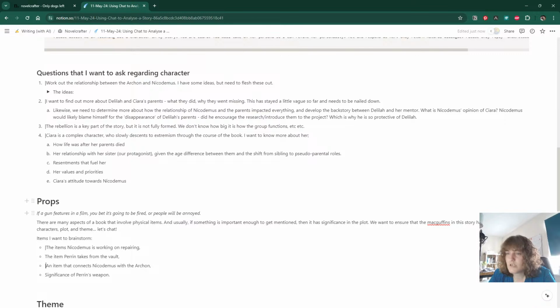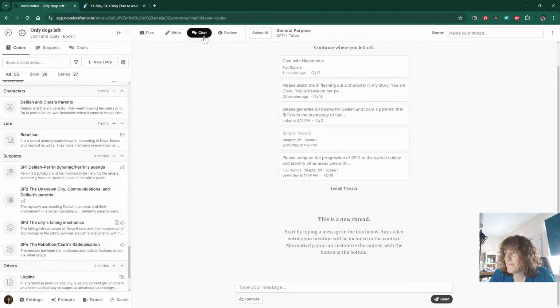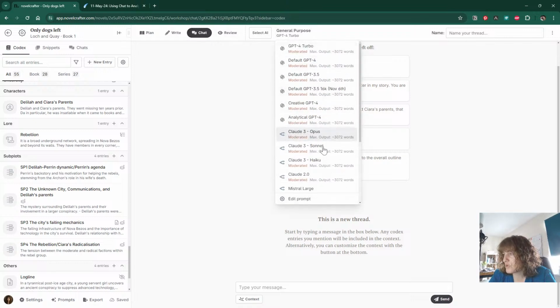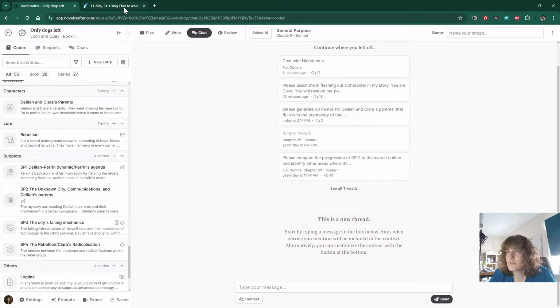Okay, item that connects them. Okay, so now we want to look at Perrin. So I'm going to go back to Sonnet.